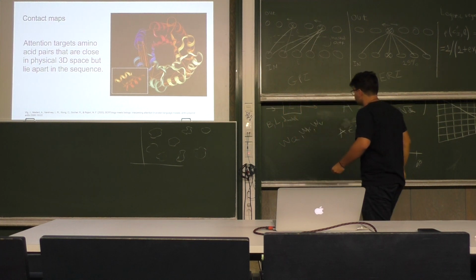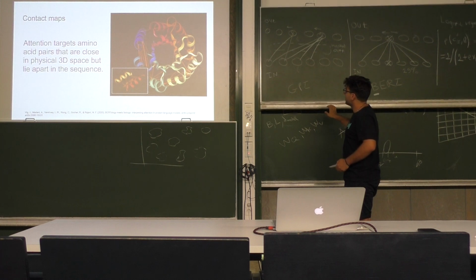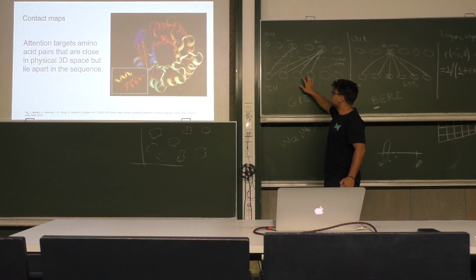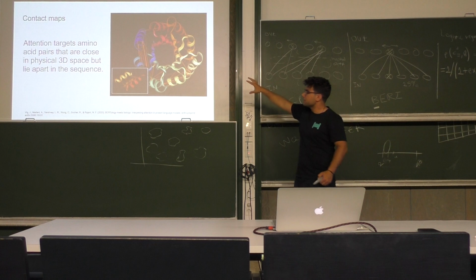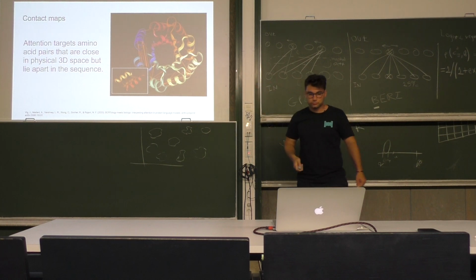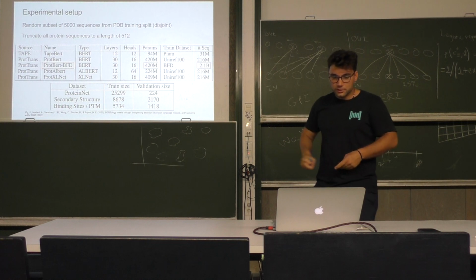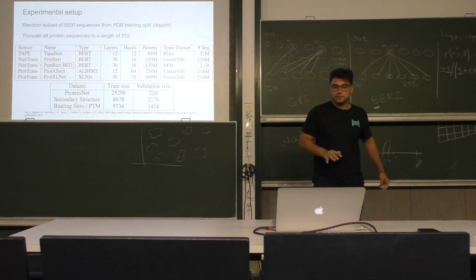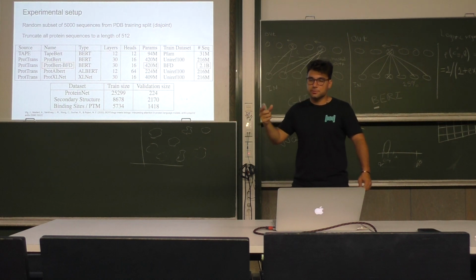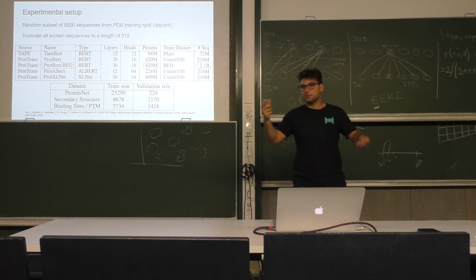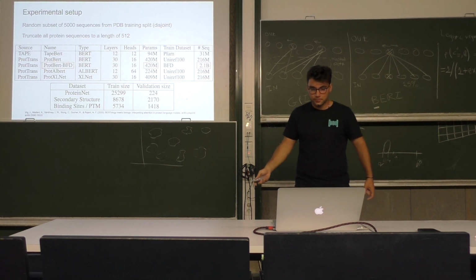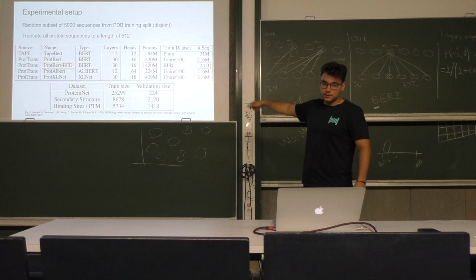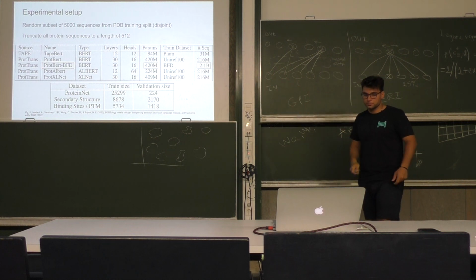So even though some sequences are close on the primary structure, so they are neighbors in the sequence, in the 3D space the image looks completely different. So this is what they did. They took a random disjoint test set from the PDB, which are experimentally validated 3D structures and sequences of very high quality, and they took different BERT protein language models.